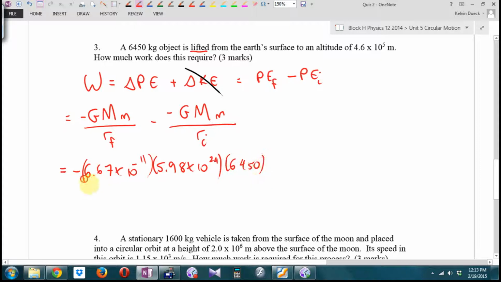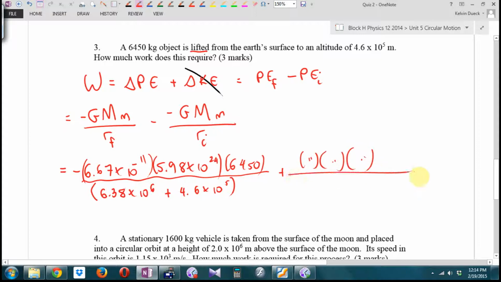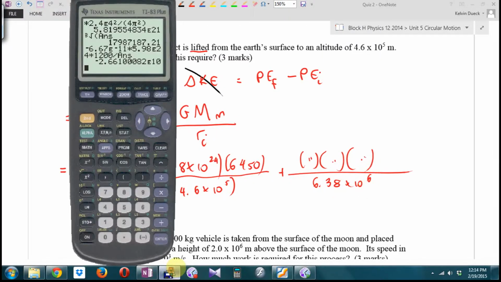1200 all over 6.38 times 10 to the 6th plus 4.6 times 10 to the 5th. Why did I add that? Because that's an altitude. Plus, ditto, ditto, ditto, all over 6.38 times 10 to the 6th. I'm going to type in one term at a time.